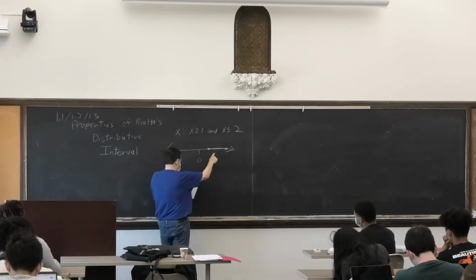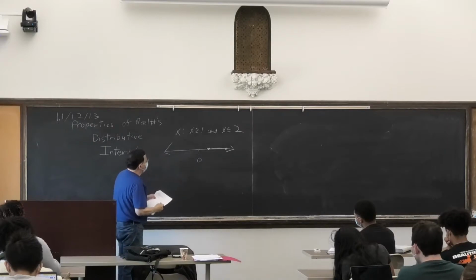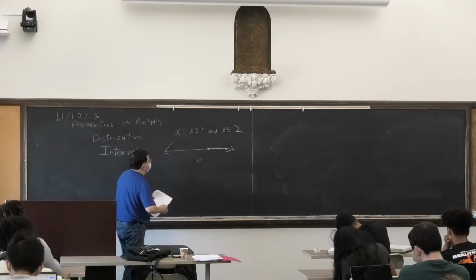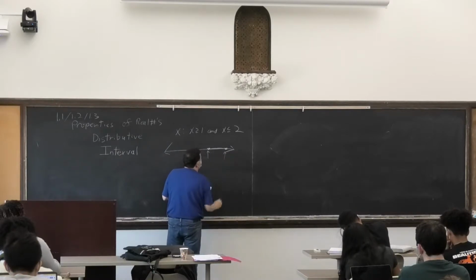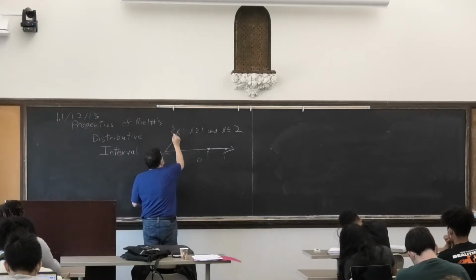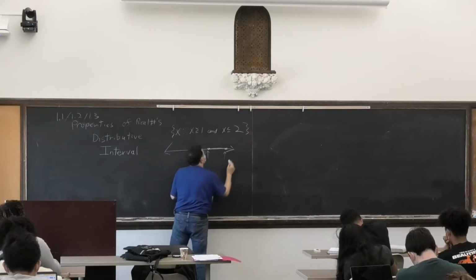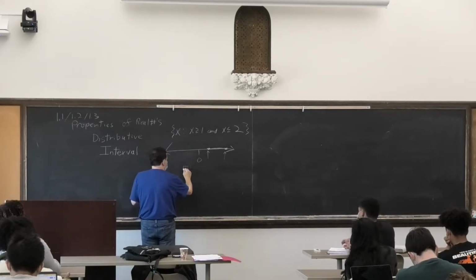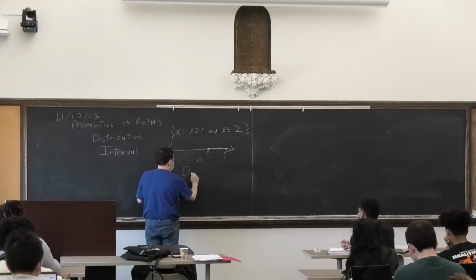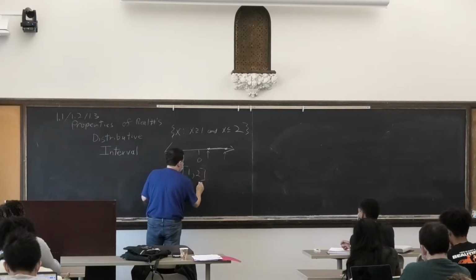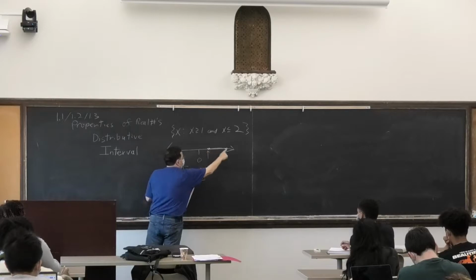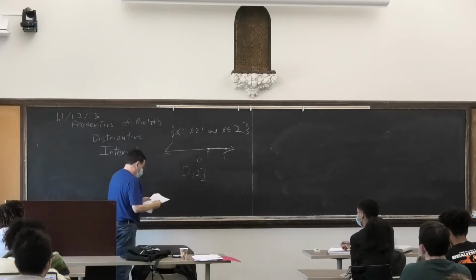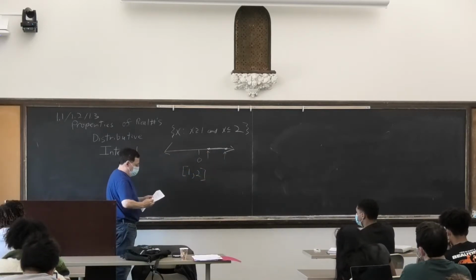So this is what we call a closed interval. Closed meaning the endpoints are included. We could write it this way. Another way we will commonly write it is this. And we will use square brackets to mean that the endpoints are included. And again, we call that a closed interval.